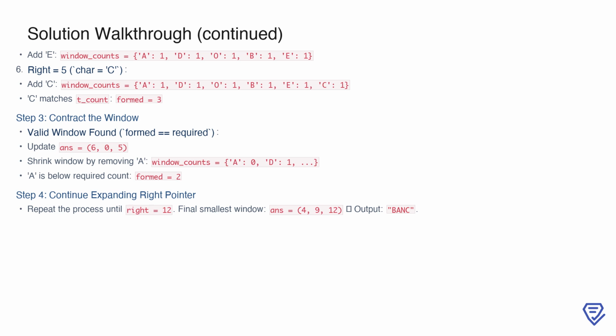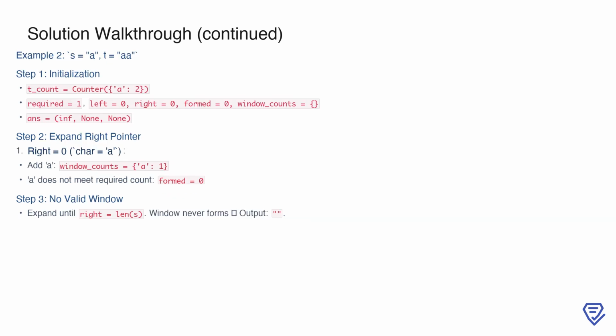Next, we continue expanding the right pointer. This process of expanding the right pointer and shrinking the left pointer continues until right reaches the end of the string. When the algorithm completes, the smallest valid window found is from left equals 9 to right equals 12, with a length of 4. The substring corresponding to this window is BANC, which is our final output.